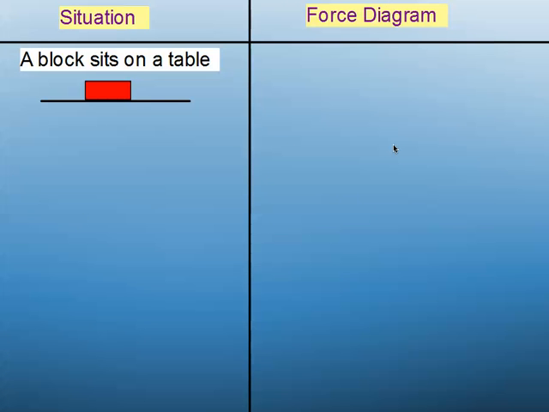Okay, so let's go through some examples. For the first one, we've got a block that's just chilling on a table. It's just sitting there, and we want to know what the forces are on it. So we're going to draw a diagram. To make the drawing a little simpler to see, rather than drawing the block itself, we're actually just going to draw a dot to represent it. It just makes things a little bit simpler. And step 1, the first force on it is going to be the force of gravity. So you draw a downward arrow, and we just write a FG right beside it.